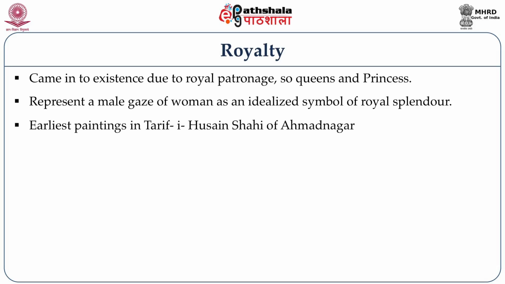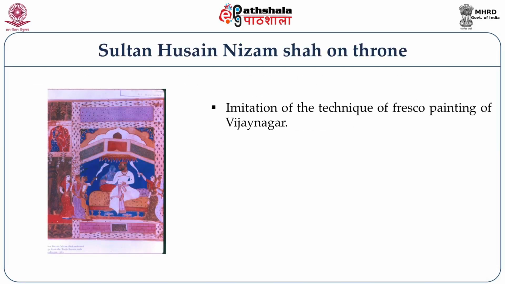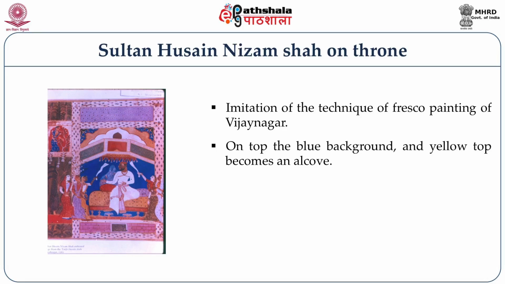The earliest paintings which we have are of the Tarif-e-Hussain Shahi of Ahmednagar. Queen Khanzada Humayun sought to perpetuate the memory of her husband Sultan Hussain Nizam Shah, and she was the one who got these paintings commissioned. A very interesting painting in this imitates the technique of the fresco painting of Vijayanagar. You can see a blue background and a yellow top, in the alcoves.